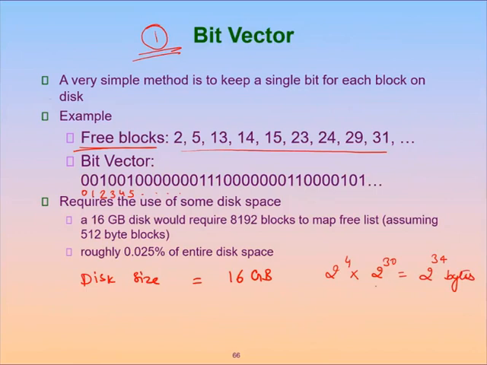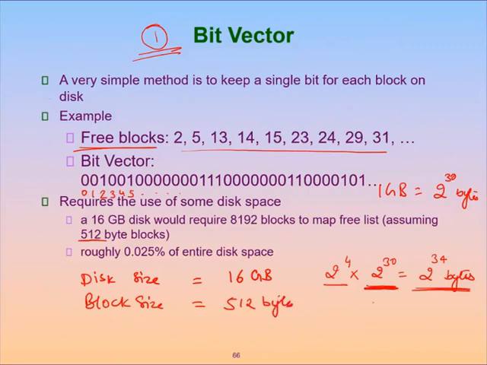I hope you are well aware of these calculations. This is GB to bytes conversion. 1 GB is equivalent to 2 to the power 30 bytes, and we have 16 GBs, which means 2 to the power 4. So it comes out to be 2 to the power 34 bytes. So this is the disk size. Now we will assume that 512 is our block size. Each block is of 512 bytes, and by 512 we mean 2 to the power 9 bytes.